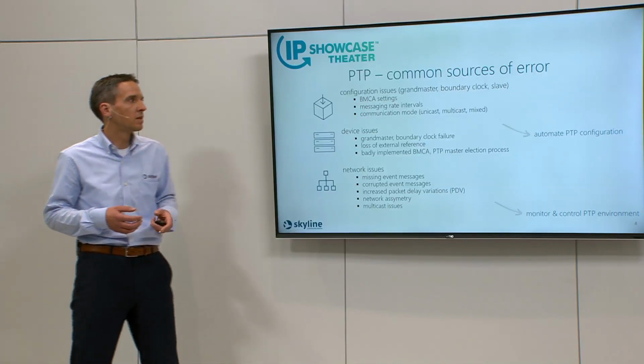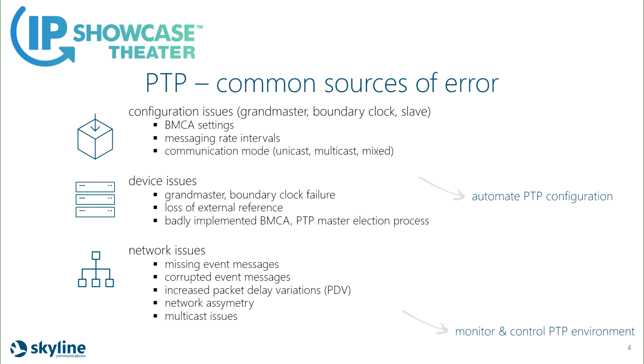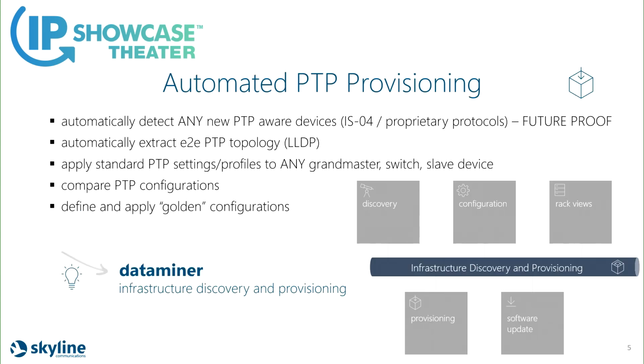What to do here? Once you have set it up in a good way, the way PTP works, it can still do weird things. You have to constantly monitor and control the PTP configuration across the whole ecosystem. How do you do that? First of all, I want to quickly show you what we do with PTP provisioning.